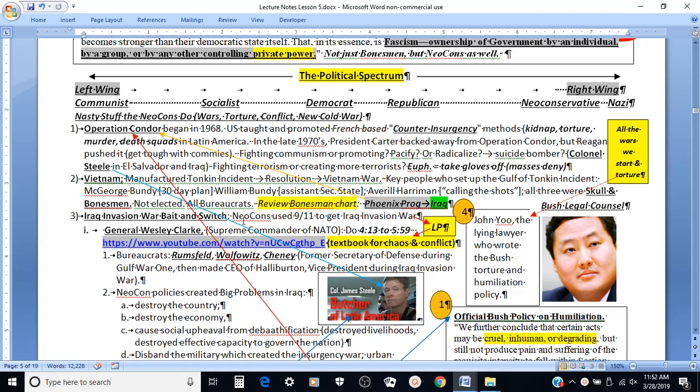Iraq invasion war bait and switch. All right. So this was conducted by the neocons, right? They used 9/11 to get the Iraq invasion war. I can't teach you all the details of it again. What I have here is a video of General Wesley Clark, I guess I'll show this to you. He's talking about how the neocons basically hijacked U.S. policy and got us into the war.